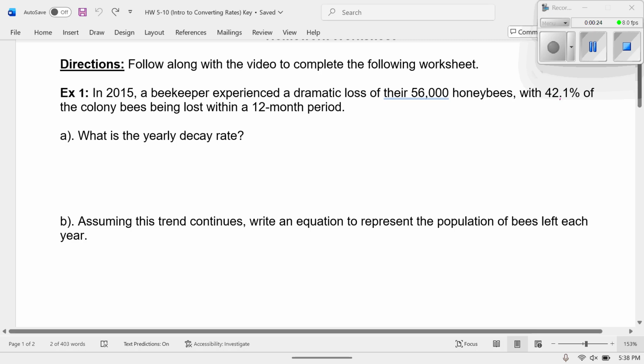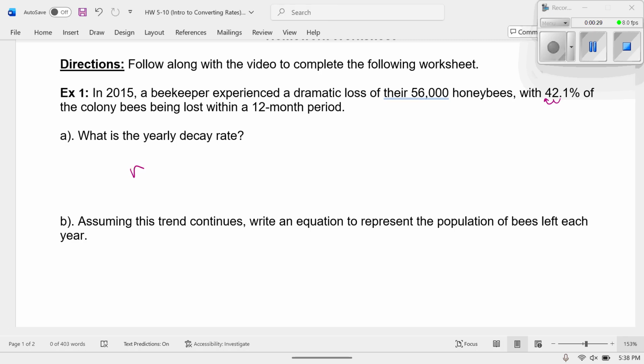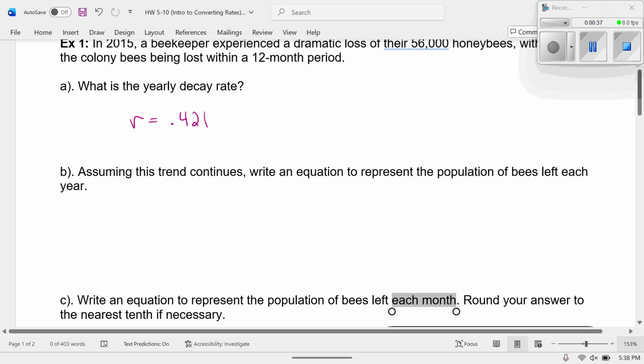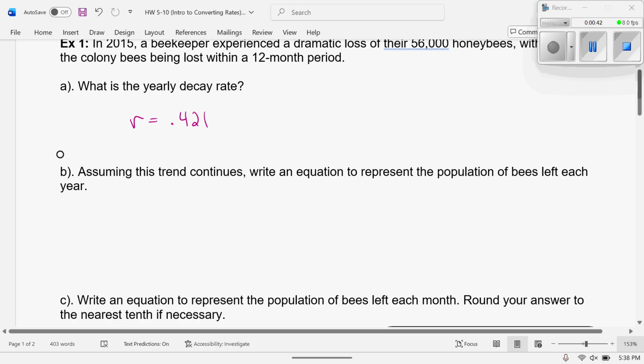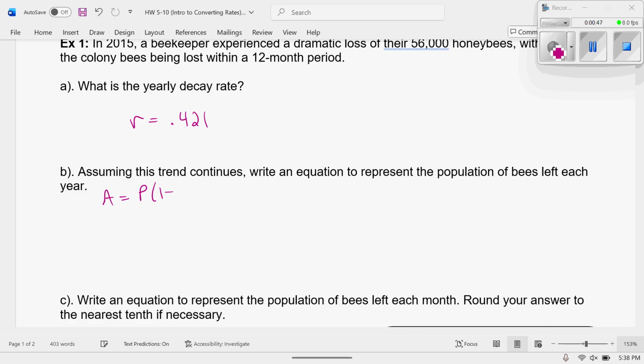Well, just remember, for a rate, you move the decimal 2 places, or you divide by 100, and you get our rate is 0.421. The next question says, assuming the trend continues, write an equation to represent the population of bees left each year. So because it's decay, we're going to start with A equals P times 1 minus R to the T power. Our initial value is 56,000 honeybees. And we have 1 minus 0.421 to the T power.